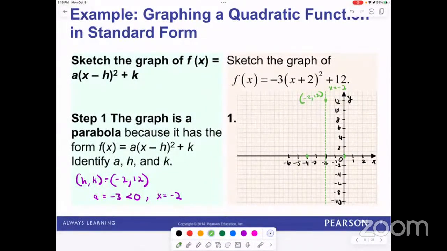Let's do when x is negative 1. When x is negative 1, plus 2 is going to be 1, squared is 1, times negative 3 is negative 3, plus 12 is going to be what? 9. So when x is negative 1, the corresponding y is 9. Right here. So notice when we go right by 1, we're at 9. So when we go left by 1, we should also be at 9.